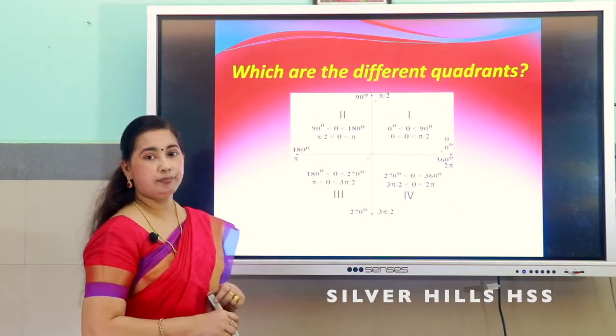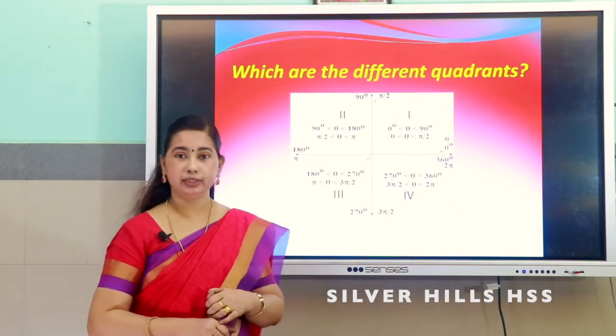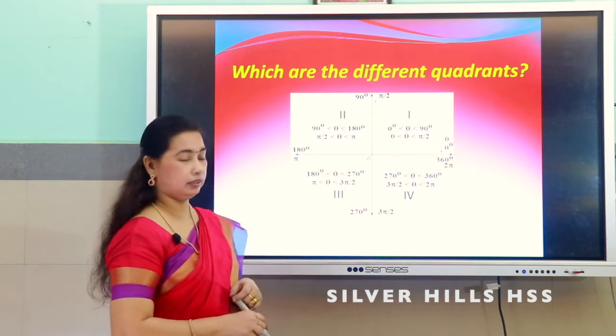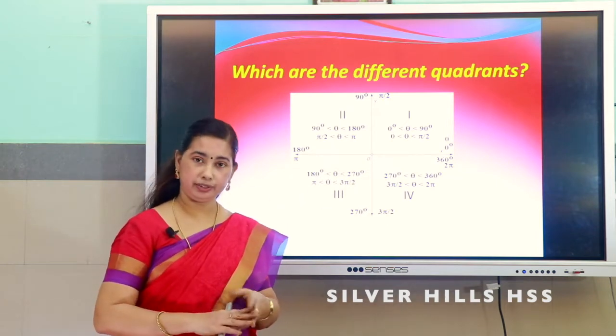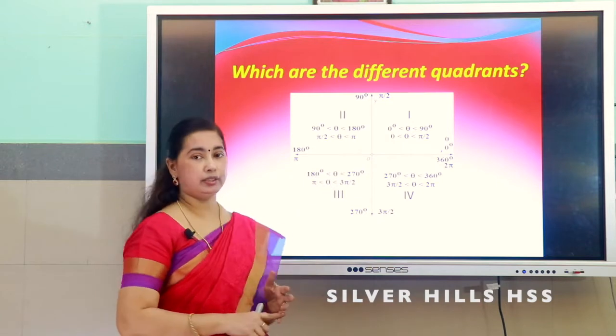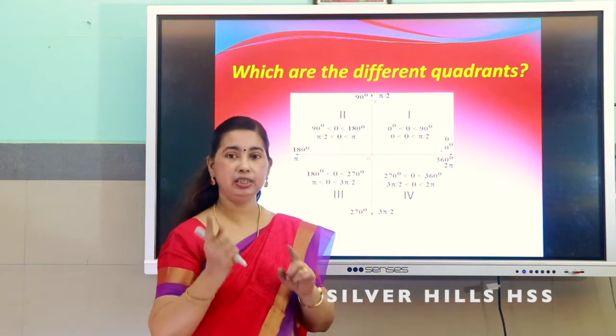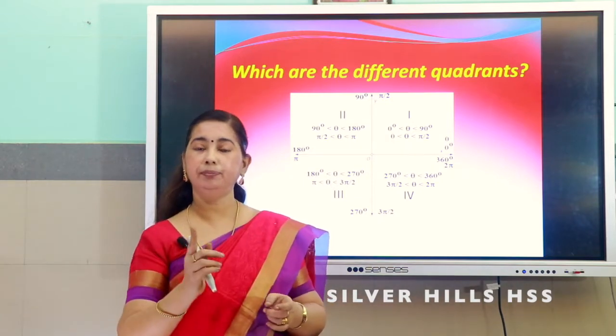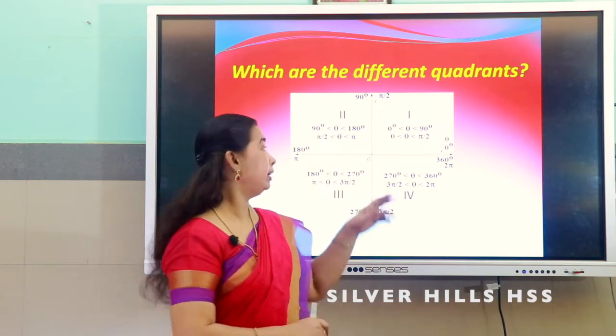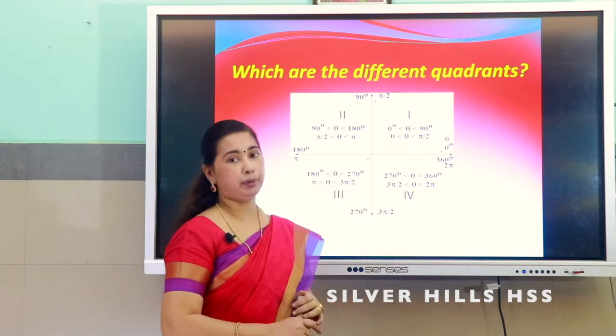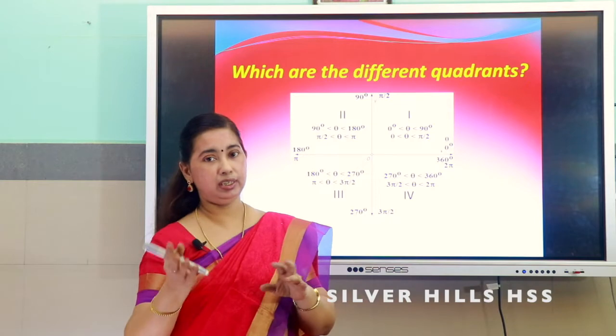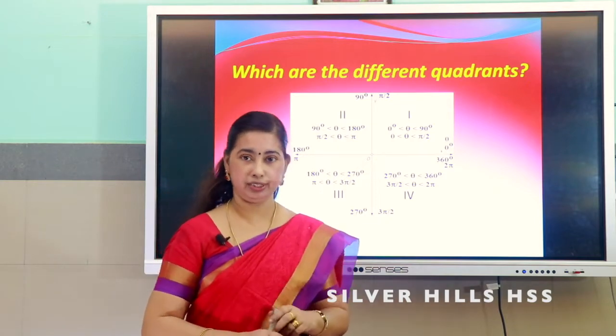So, next, which are the different quadrants? How many quadrants are there? We have 4 different quadrants. The first quadrant is from 0 to 90 degrees, or between 0 and pi by 2. 90 degrees means pi by 2. So, theta between 0 and 90 degrees means it is in the first quadrant.